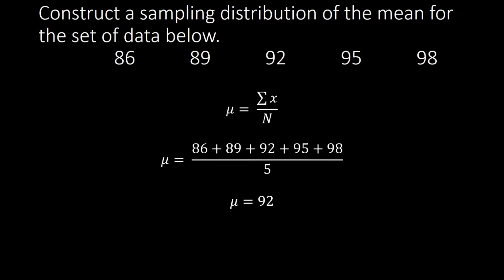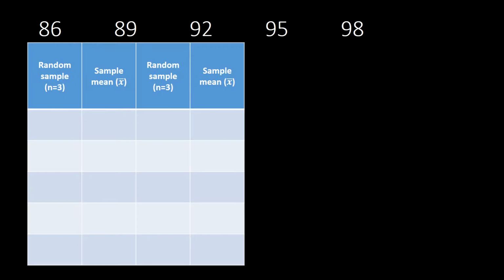Now, later on when we compute for the mean of the sampling distribution of the sample mean, you would notice that the value for the population mean here is the same as the value for the mean of the sampling distribution of the sample mean. So later on, you'll see that one. Next, we are going to construct now our sampling distribution, wherein we've got the population data here as 86, 89, 92, 95, and 98.